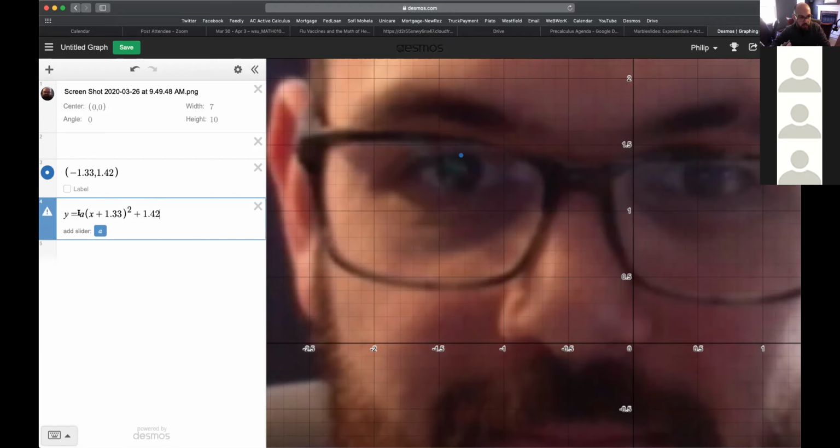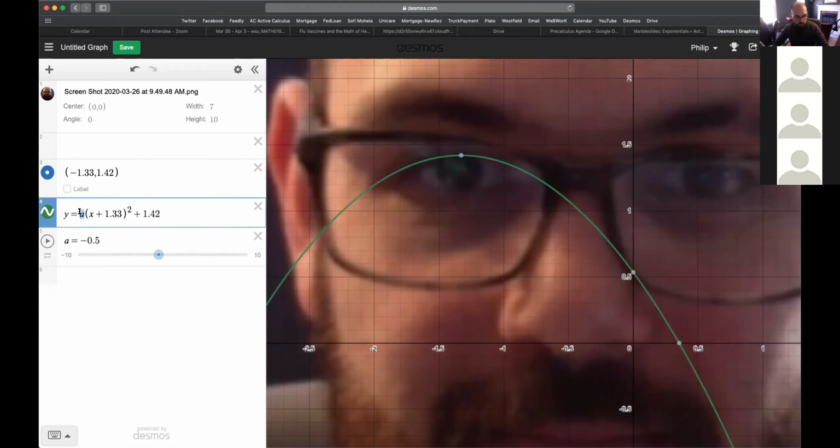Now I don't know exactly what a is going to be. But if I hit add slider, it gives me this nice feature where I can bend it around and figure out what that a value is. If I bend it to be right here, that seems like a reasonable curve to match the top of my eye. So I'm going to make this negative 0.5. That's just my fixed function now.